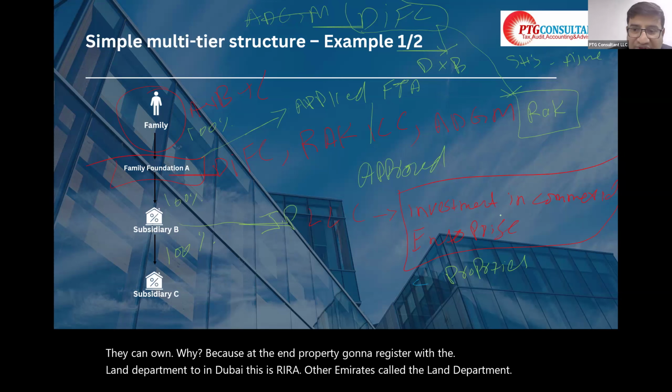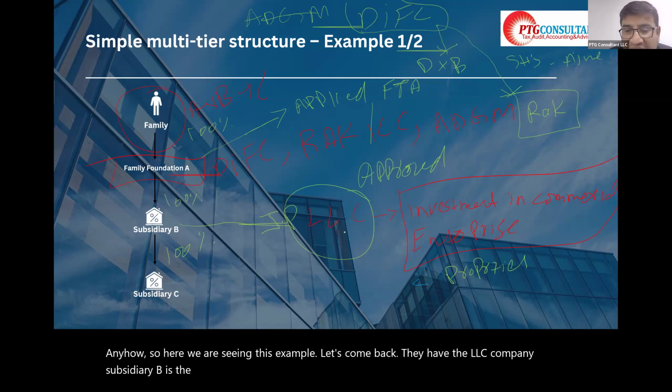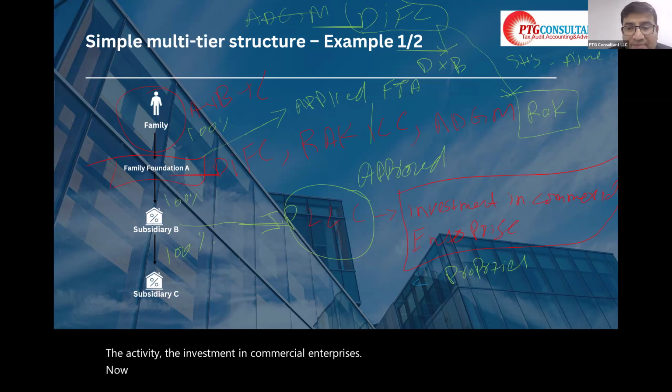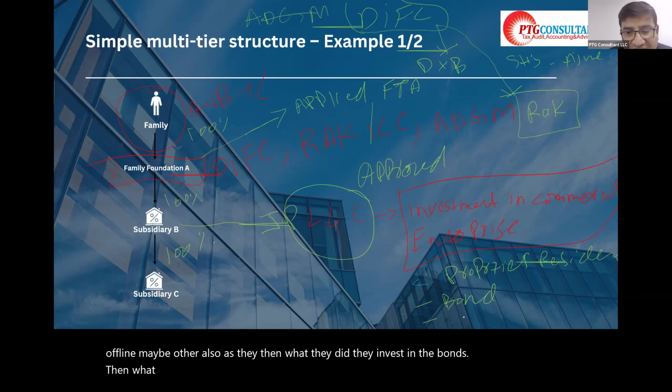Anyhow, here we are seeing this example. Let's come back. They have the LLC company. Subsidiary B is the LLC company, and let's say in the mainland of Dubai, the activity is investment in commercial enterprises. Now, for the investment in commercial enterprises, they invest in residential properties as offline, maybe other also. Then what they did, they invest in bonds. Then the equities, any other?